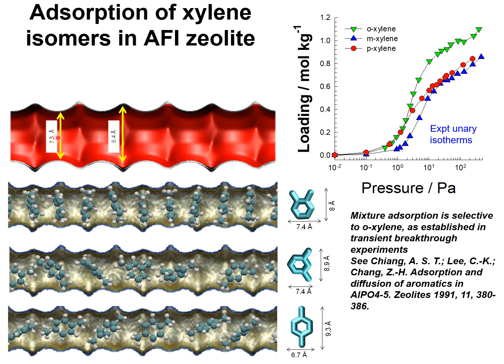The distances shown here are 7.3 angstrom from here to here and 8.4 angstrom here. This is the experimental data on the unary isotherms for orthoxylene, indicated by inverted green triangles. The red circles are for paraxylene and the blue triangles are for metaxylene.